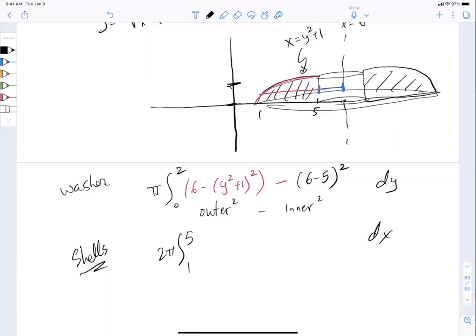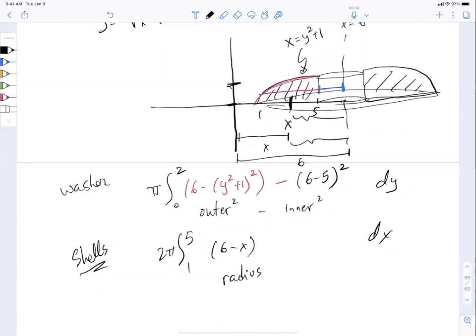Radius, now you have to be careful. Radius is no longer x. If this is your x, the radius is 6 minus x. X measures from here to here, and from here to here is 6. So the radius, which is the distance from the axis of rotation, is 6 minus x. And height would be the value of the function, which is now the square root of x minus 1. Again, for this one, you will have to use substitution to solve. So that's how you would do that one using the shell method.